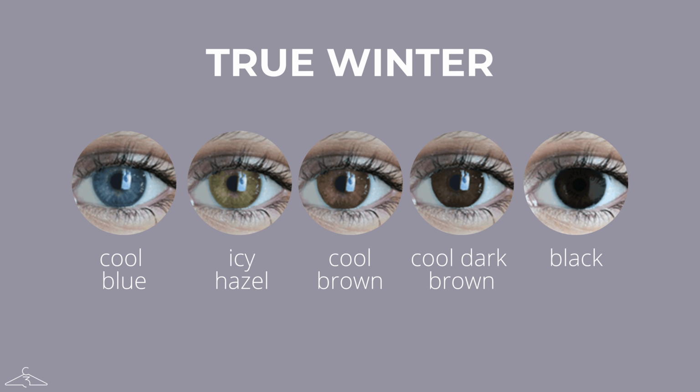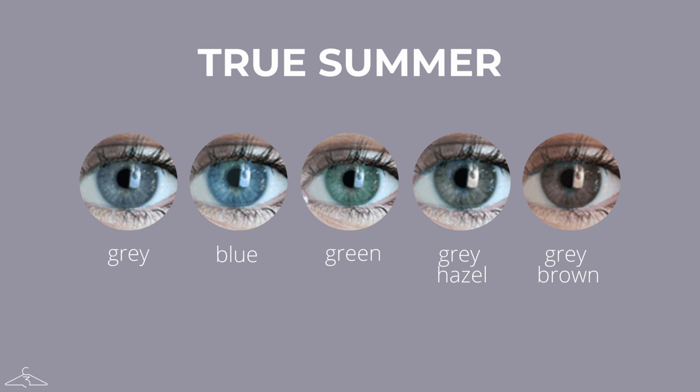true summer. On the other hand, if you're a true summer, your eyes are going to have a bit more of an ashy coloring to them, whether they are gray, blue, green, gray hazel, or gray brown. The common aspect here is that summer eyes are going to be a lot more desaturated in color, a lot more like the color has been sucked out a bit, and it's just going to be less vibrant and less striking of a color, a bit more neutral and almost a bit more sandy.